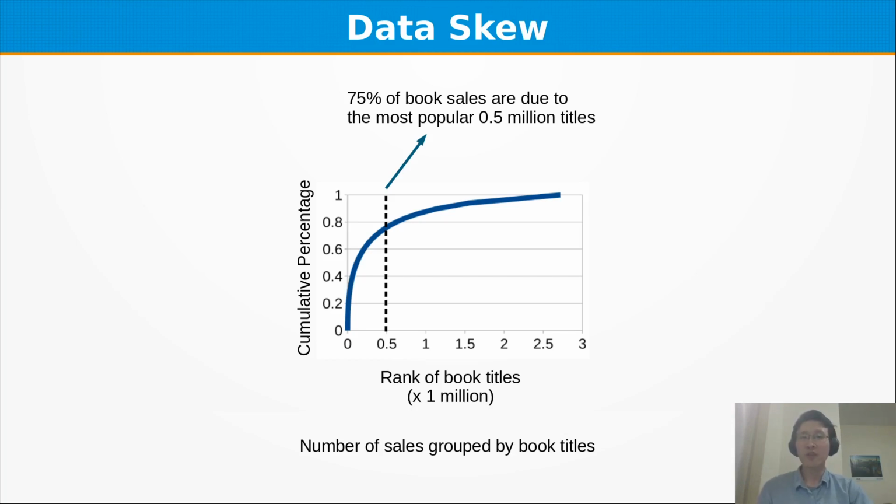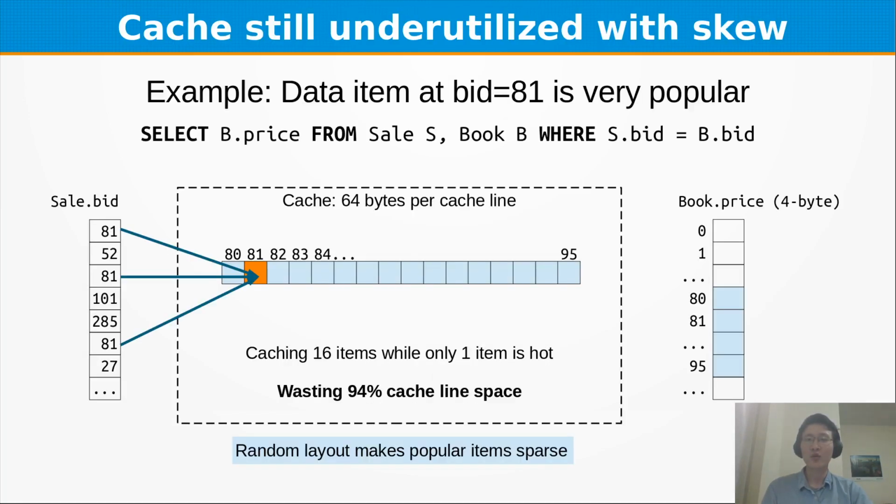In the real world, however, many data are not uniformly distributed. For example, this figure shows the distribution of book sales in a real dataset. As we can see, about 75% of the book sales concentrate on the most popular half-million titles. With this kind of skew, the query execution is much better because the most frequently accessed data items are likely to be in the cache already.